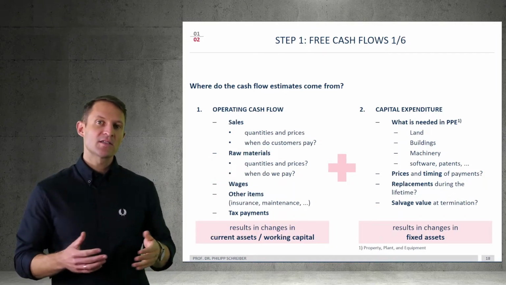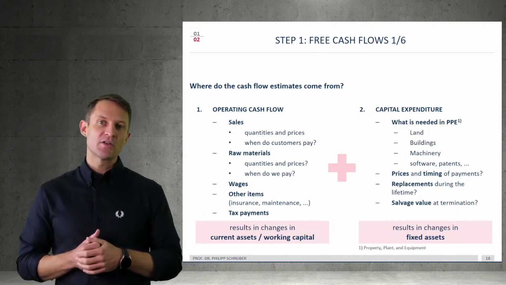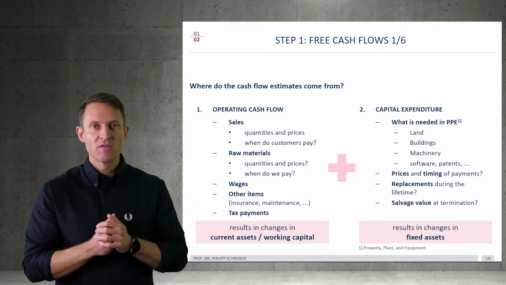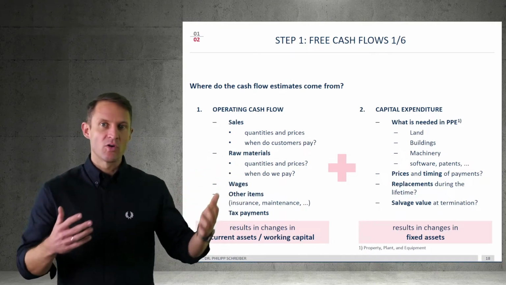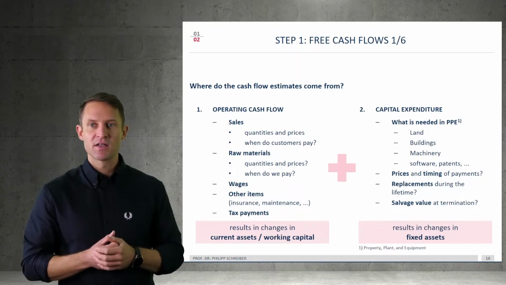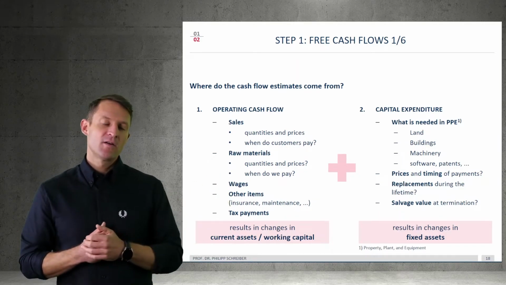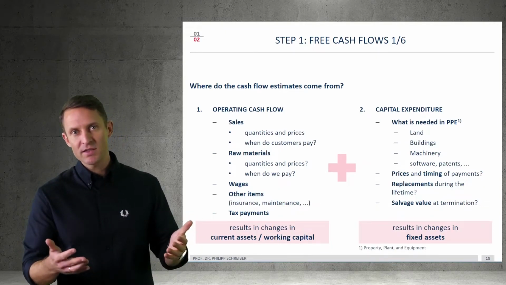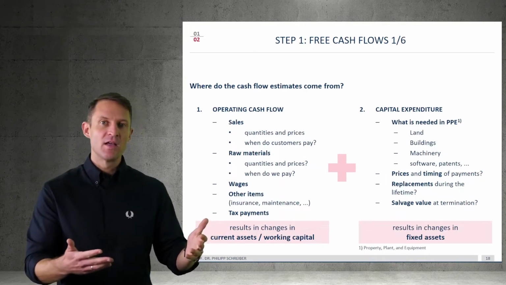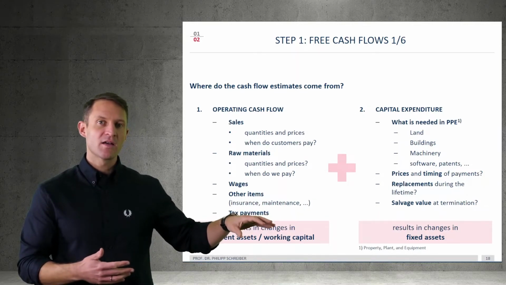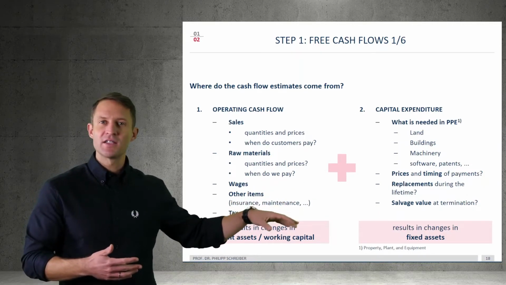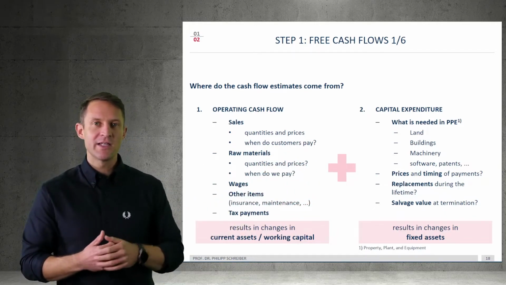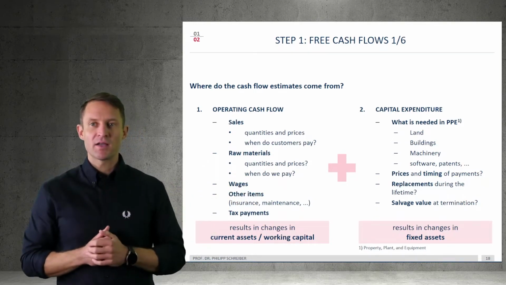Then what else is in the operating cash flow? We have raw materials. So money we as a company spend for input factors such as raw materials, energy, stuff like this. You can find this also in the profit and loss statement. The question here is quantities and prices. And when do we pay as a company? Are we buying and we're getting a bill, but we have 30 or 90 days to pay, and maybe we pay next period? Or are we paying immediately, because then it's a cash outflow on our bank account?